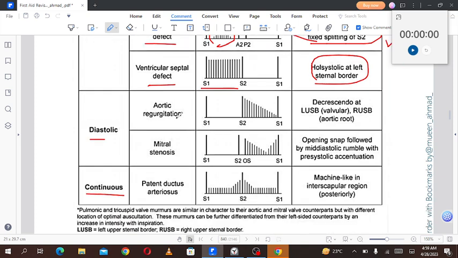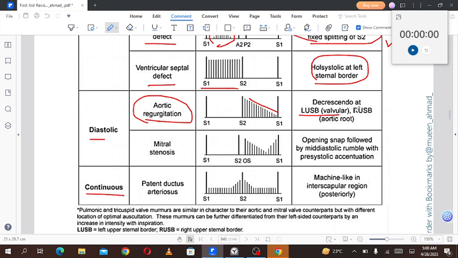Then let's talk about the diastolic murmurs. Aortic regurgitation is a diastolic murmur. It is of the decrescendo type. So decrescendo at the left upper sternal border, the valvular variety. So it is in the A1 area. The valvular variety of aortic regurgitation is best heard at the left upper sternal border.